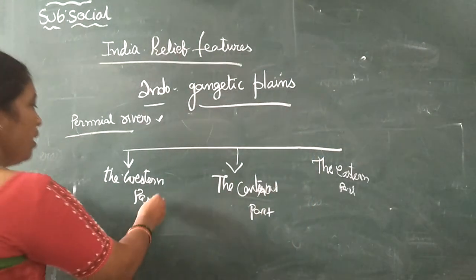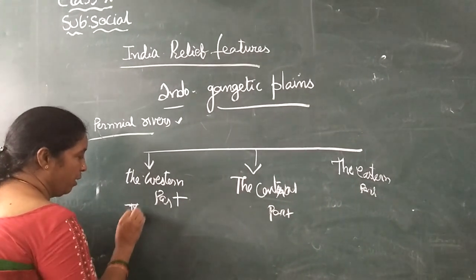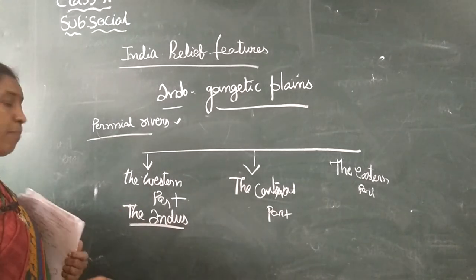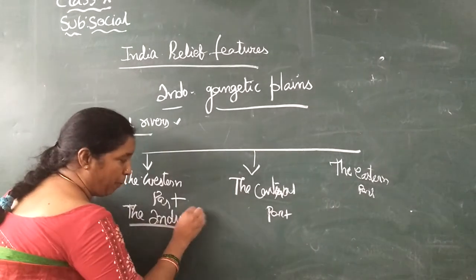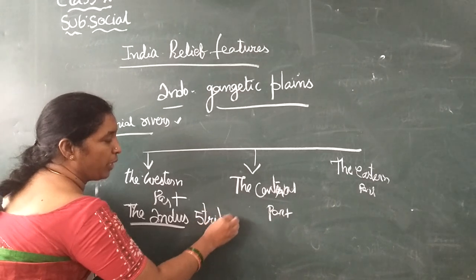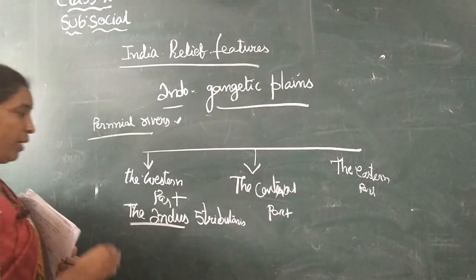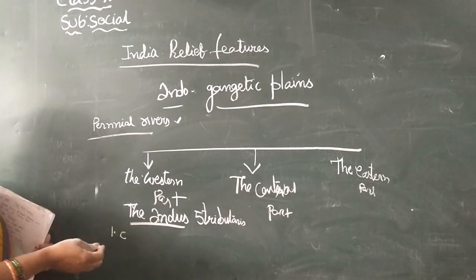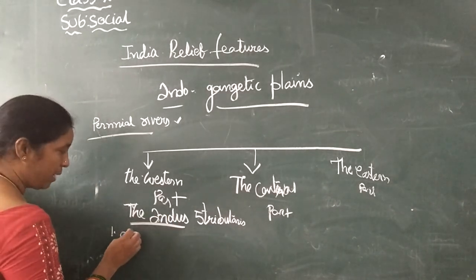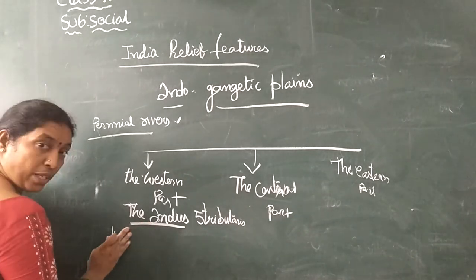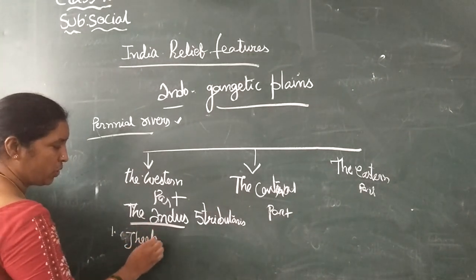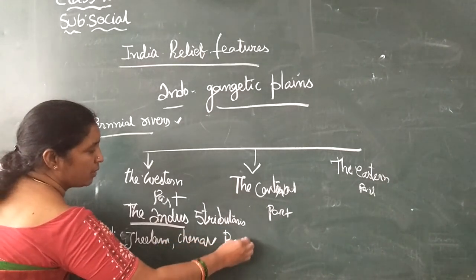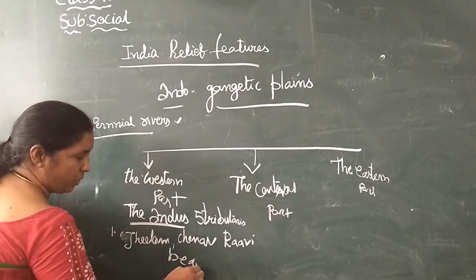In the western part we have the Indus River. The Indus River is a very important river. It is a perennial river and it has 5 tributaries. So what are those 5 tributaries? You know tributary means river branches. The Indus River tributaries are Jhelum, Chenab, Ravi, Beas, Satluj.